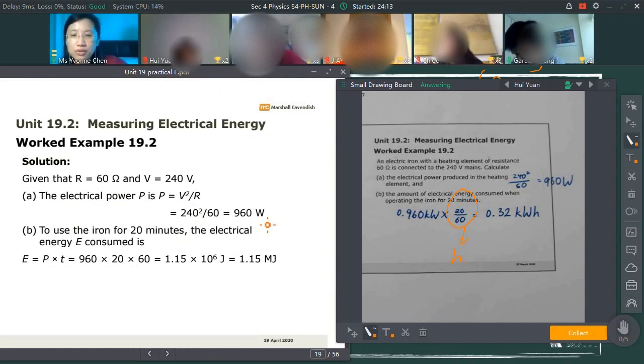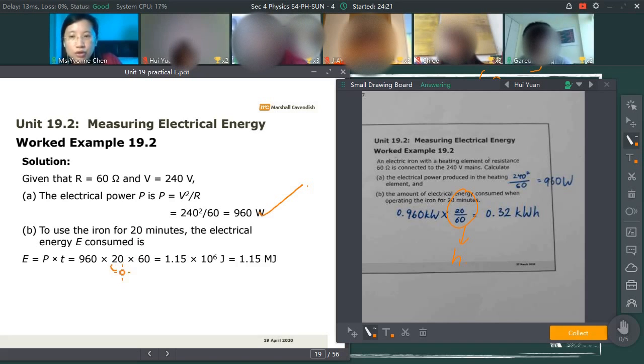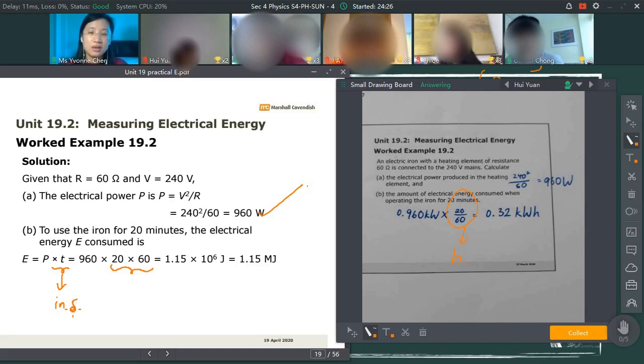So class, I'm going to show you the answer here. So all of you actually get this part A very well done. All of you get it correct. But the second part, many of you do 20 over 60, which is incorrect. You need to find the SI unit for time, which is in second. Okay. Let's say part two is a 2 marks question.